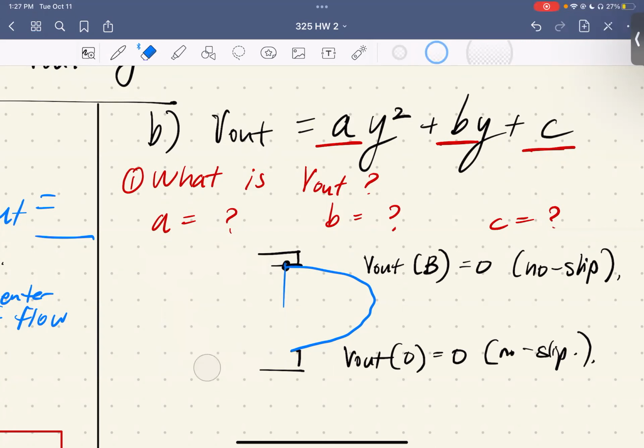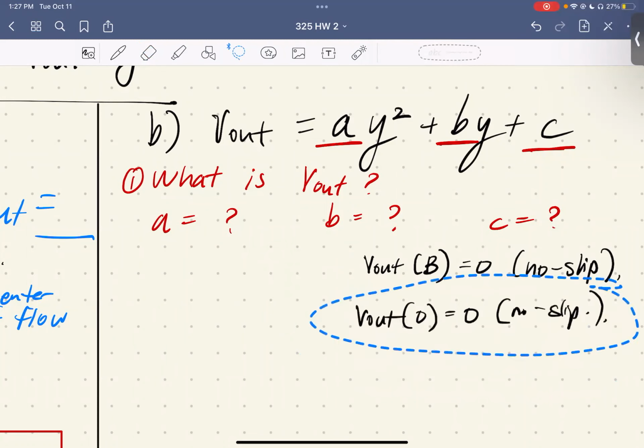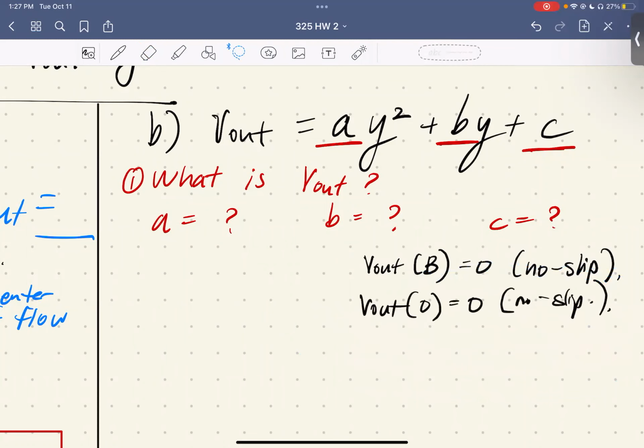So with these 2 things, we can actually figure out some of these coefficients. So we know these 2, right? So that means we know v out. Let's start with the first one, v out.